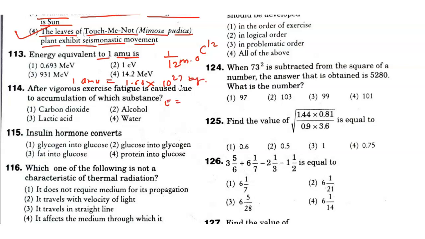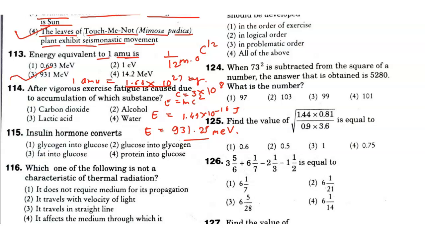Now we know that E is equal to mc squared. So here this value is the m value, right? The c value is the speed of light, 3 into 10 to the power 8 meter per second. Now by putting these values we get energy equal to 1.49 multiplied by 10 to the power minus 10 joule. Now we have to convert this into electron volt, so we get 931.25 MeV. So the correct answer is option third.